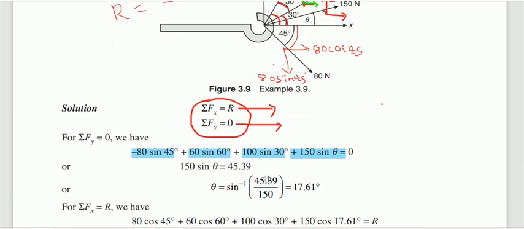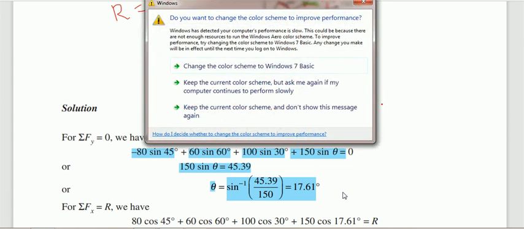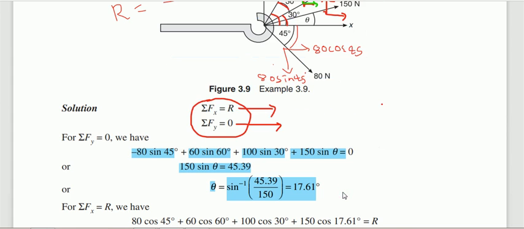So now in the entire equation, what is unknown? Theta is unknown. So you just do the mathematical calculation, simplify it, and find the value of theta. That is 17.61 degrees. So this is the value of theta we obtain by the calculation. And again, what do we need to find out? We need to find the value of R, the resultant.